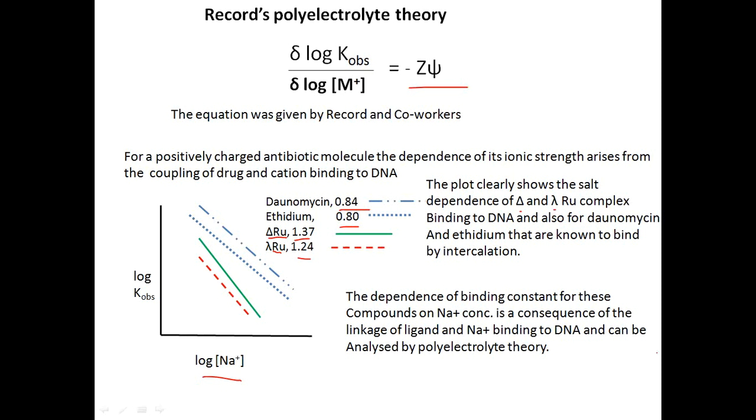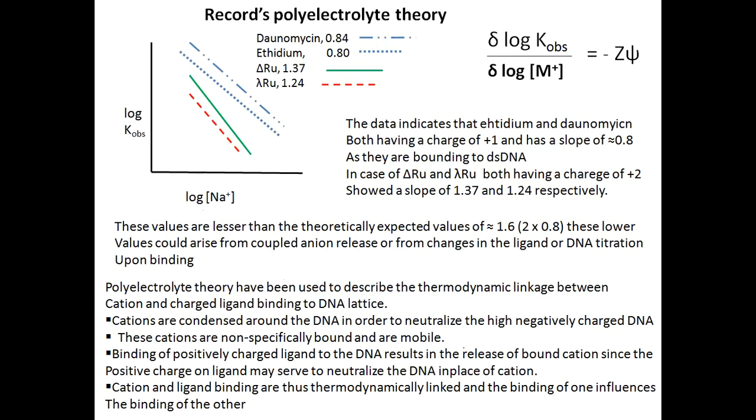So the dependence of the binding constant of these compounds on sodium concentration is a consequence of the linkage of ligand and nucleic acid, right? The lower slope value for the ruthenium complex is due to the interaction of the sodium ion with the nucleic acid, and it is analyzed by the polyelectrolyte theory. Based on polyelectrolyte theory, the data indicates that ethidium and dinomycin, both having +1 charge, have a slope of 0.8. This we have already said.